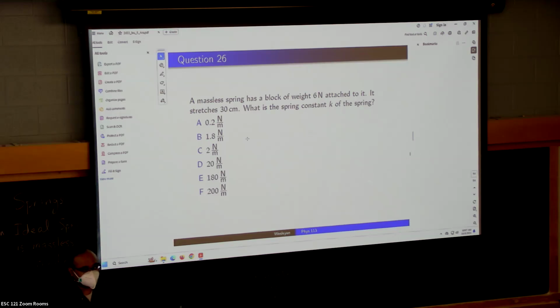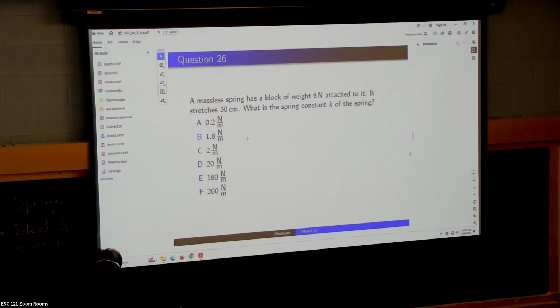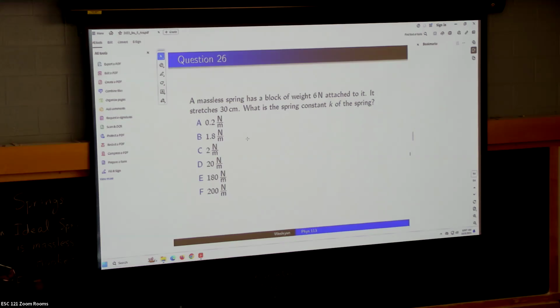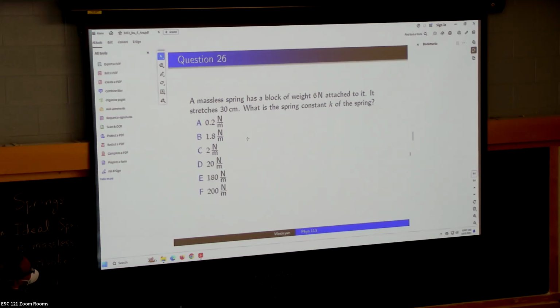Okay, anyone need more time? Okay. Mostly for either A or D, remember to keep track of your units. So we're doing force of the spring divided by how much is being stretched. So this would be 6 newtons over 0.3 meters. Right, and so it would be 20 newtons per meter.